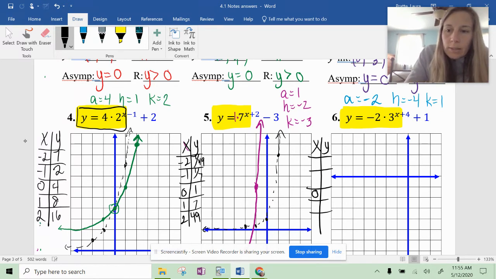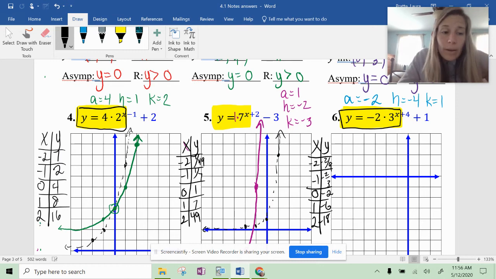Okay, so putting in the 0 to my parent function would give me a -2. Putting in a 1 to this parent function here would give me -6. And putting in a 2 to my parent function would give me a -18. If I put in a -1 to my parent function, I would get -2/3. And if I put in a -2, I would get -2/9.